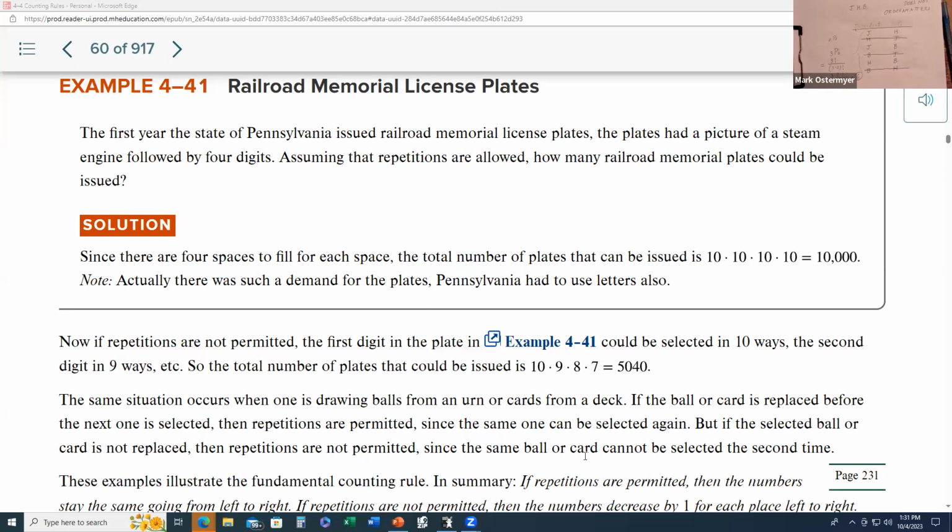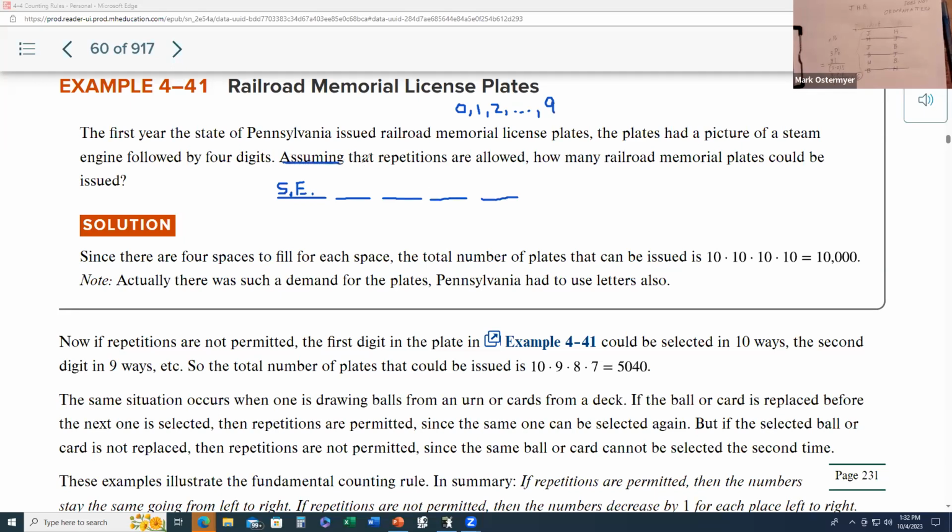Well, to do this problem, you could think of the first mailbox as filled with a steam engine. Do you agree? Then there's 4 digits, so there's 4 little mailboxes. Think of it that way. How many ways can we populate digits in the first mailbox? How many digits do we have to choose from? We have digits 0, 1, 2, all the way up to digit 9. Agree?